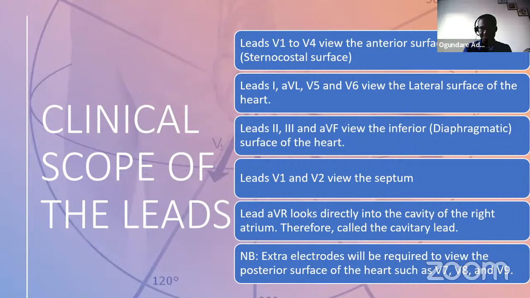So the anterior surface, V1 to V4. The lateral surface, lead 1, AVL, V5 and V6, the lateral leads showing the lateral surface of the heart. Then the inferior leads are lead 2, 3, and AVF. V1 and V2, the septum, then AVR, the right atrium. I hope we understand that.